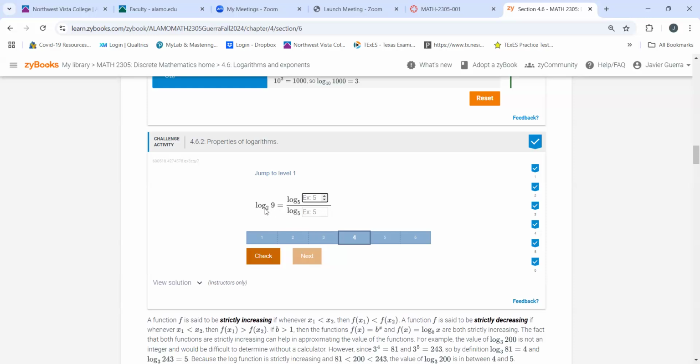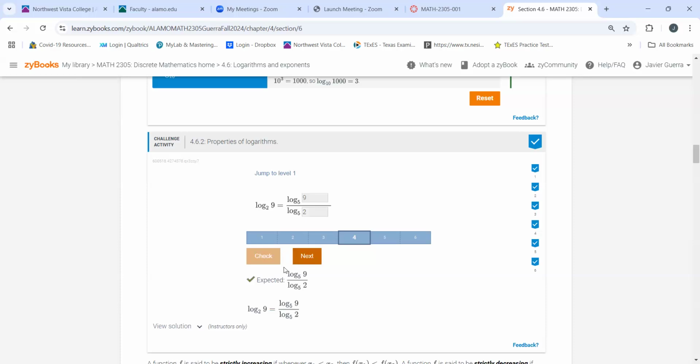All right. Log base 2 of 9. I believe they're using the change of base. They want to change into base 5s. So that means the 9 goes on top and 2 goes on the bottom. Yep. See, like I said, remember when we use the change of base formula, we can use whatever base you want as long as they are the same, but we use the result and the base there.